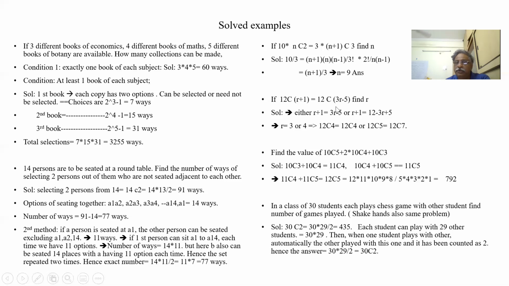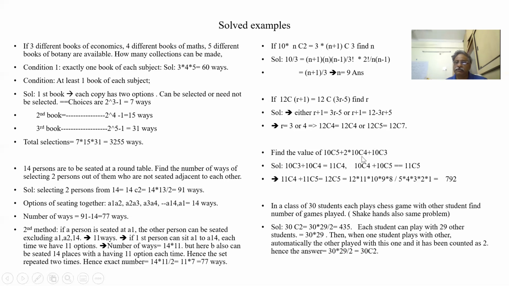So we should not limit to r+1 is equal to 3r-5. If we limit to this, we will not get full marks. r+1 is also equal to 12-(3r-5). We have two options. Both are satisfying this relation.